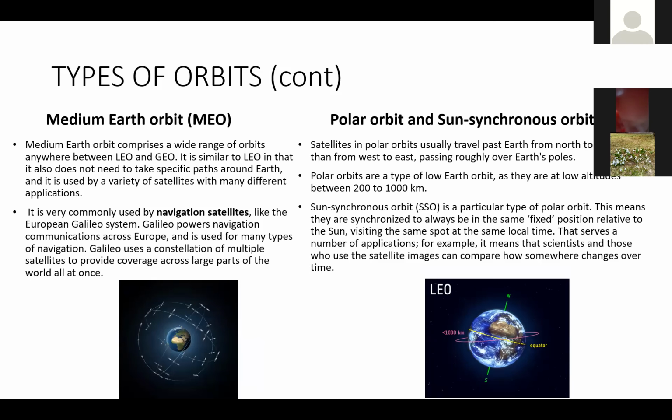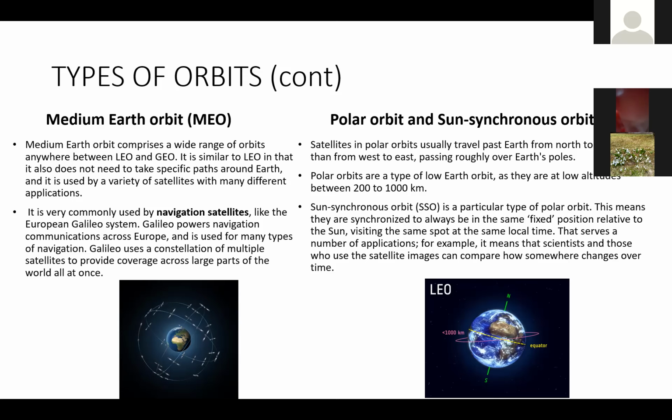Medium Earth orbit is a wide range of orbits, and it's very commonly used by navigation satellites. But since we are here talking mostly about environmental data, we are not using data from those orbits very much.